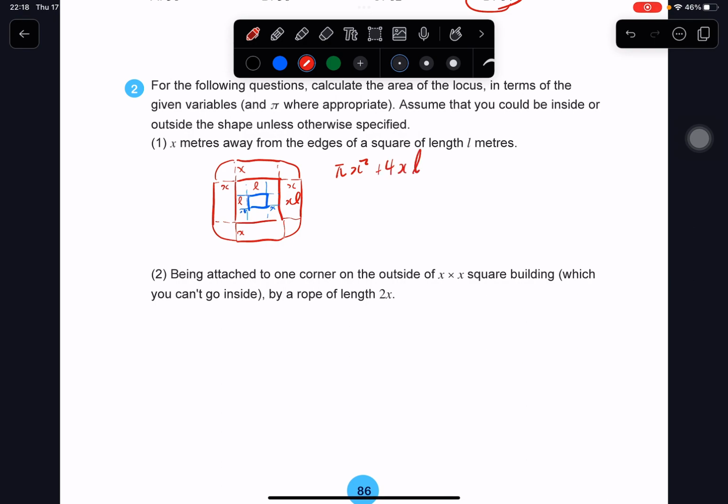On the inside, I have L squared, which is this large square. Take away this small square in the center, which is L take away 2x in brackets squared. And that can be simplified to L squared, take away L squared, take away 4XL, take away 4x squared. Right? If you expand the brackets, like completing the square. So, that's adding 4x squared, sorry.